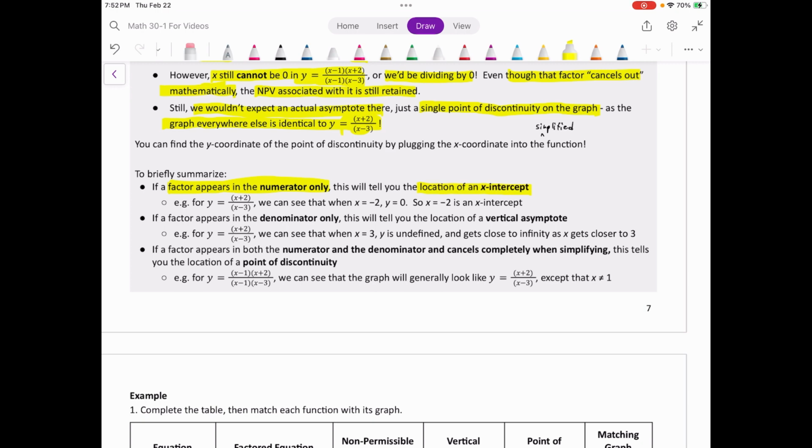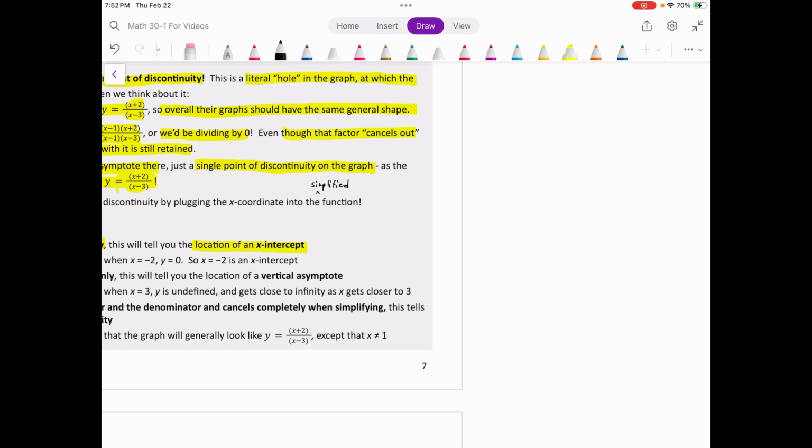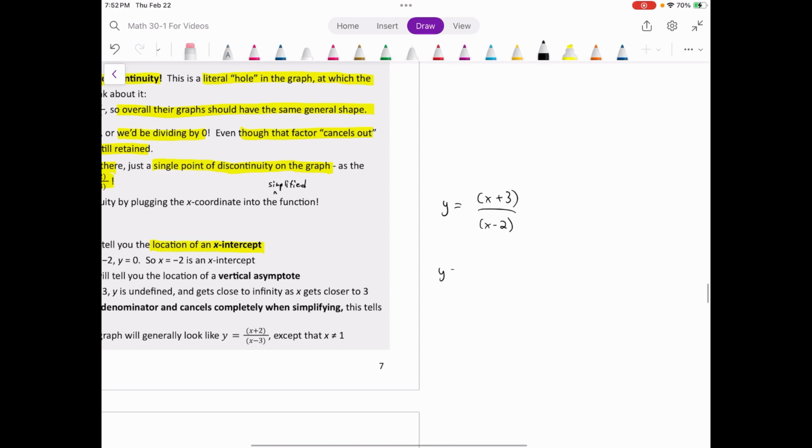Okay, now that makes sense. Because if we have y equals, let's say, x plus 3 over x minus 2, how do I make this equal 0? Well, to make any fraction equal 0, I have to make its numerator 0, right? So this tells me that y will equal 0 when x equals negative 3, right?